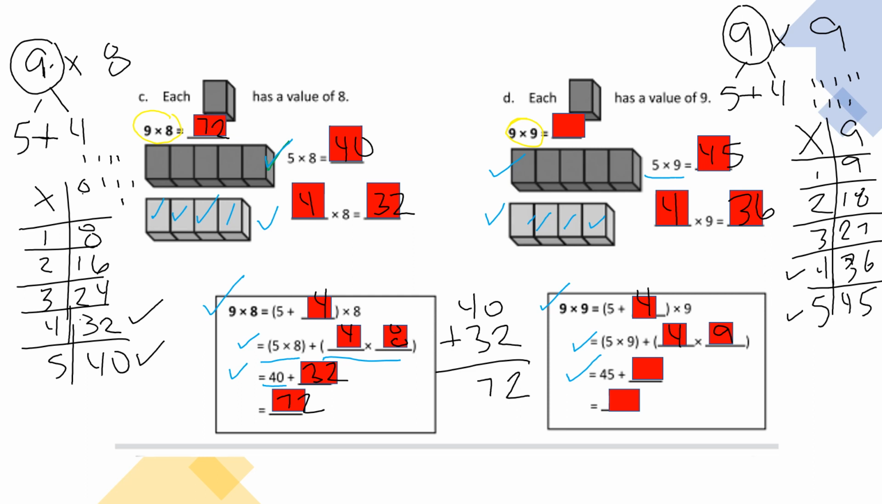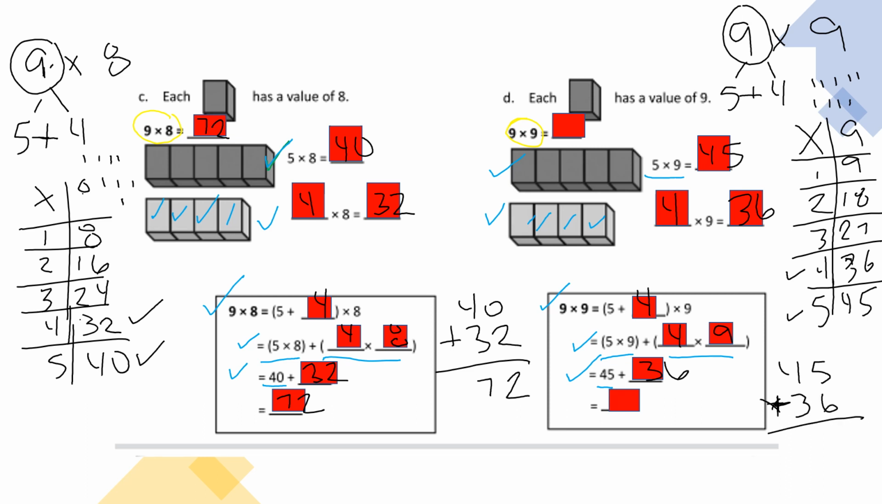That's where the solutions to both of the equations are going to be. 5 times 9 equals 45, and 4 times 9 equals 36. Now we're going to add those two numbers together to get our solution to 9 times 9. 45 plus 36.